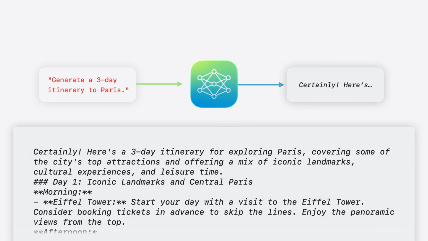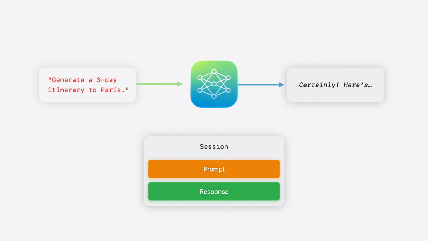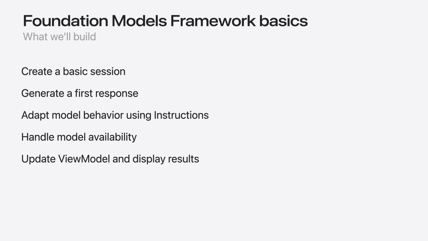For example, you could ask it to generate a 3-day itinerary to Paris, and the model will respond with a detailed plan. To start prompting the model, you'll need to create a session. The framework is built around this idea of a stateful language model session, which maintains a history of all prompts and responses. In this chapter, we'll get familiar with Foundation Models prompts and sessions.